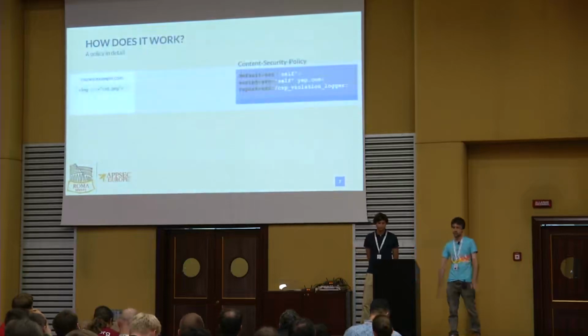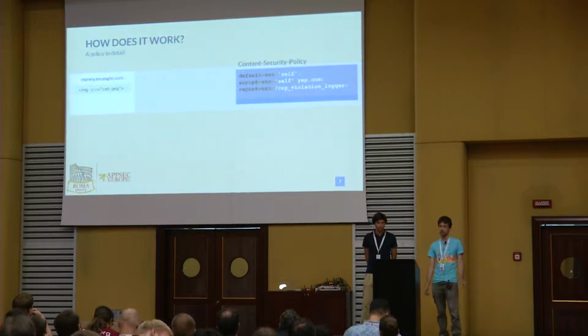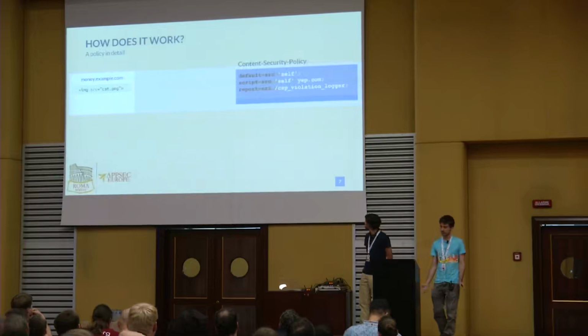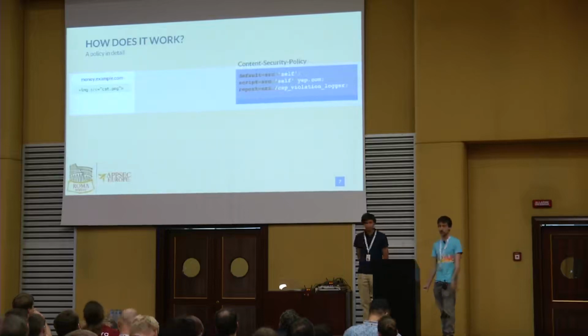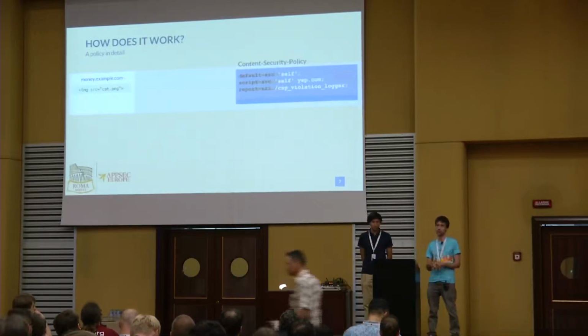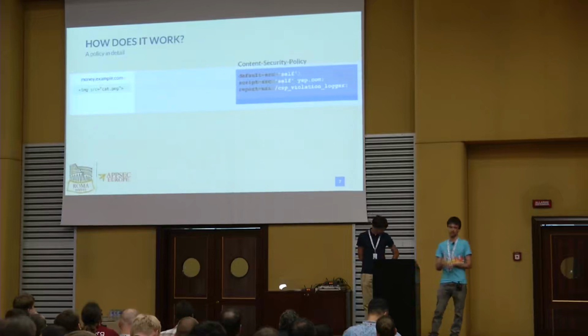So let's see a policy in detail. This is a very simple example. On money.example.com, you have an image source cat.png, and you have this content security policy. Default SRC is the catch-all bucket. This means if you don't have a more specific directive that governs your resource type, and you specify a default SRC, then the default SRC governs that.